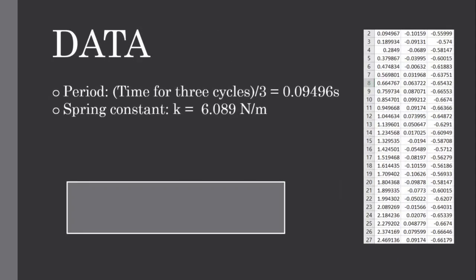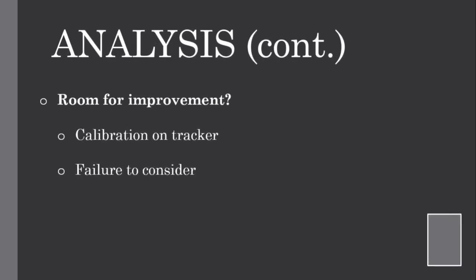So from the tracker software, we can extrapolate these x and y values with respect to time. And from this data, we can gain some very important information, such as the period, by dividing the time for cycles by the number of cycles. And also from that, and utilizing the time for oscillation formula, we can derive the spring constant, which is 6.09 newtons per meter.